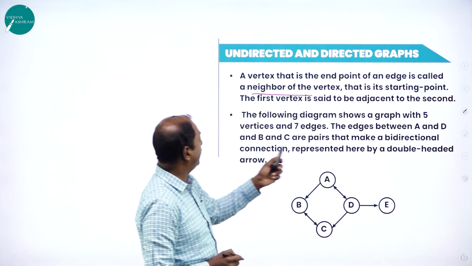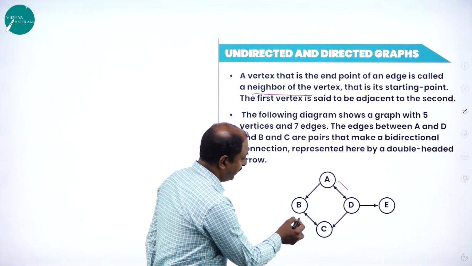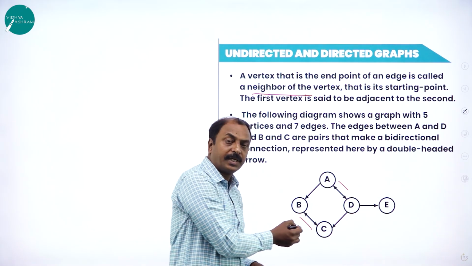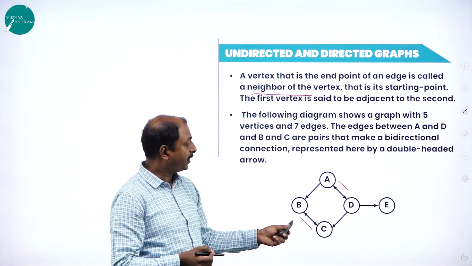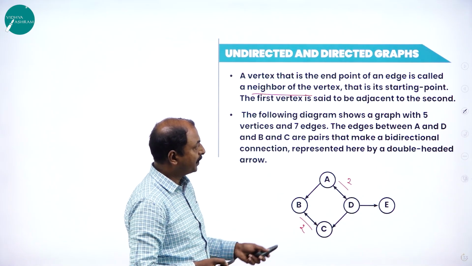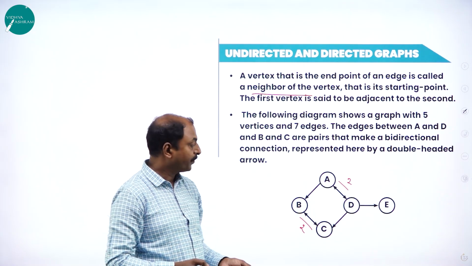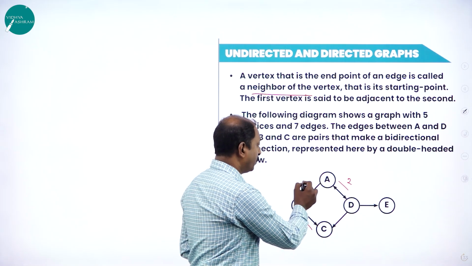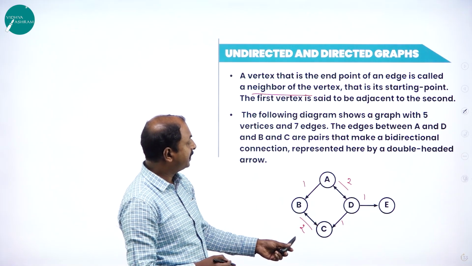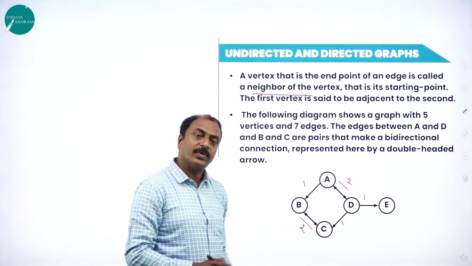So the edges between A and D, and B and C, are pairs that make bidirectional connections. So we have to take it as 2. There are 2 directions, so there are 2 edges here, and here there are 2 edges. It represents bidirectional, and is represented by a double-headed arrow. A double-headed arrow stands for bidirectional. And in this example, the rest are only unidirectional. So this is 1 edge, this is 1, and this is 1. Totally in this example, there are 7 edges. So this is an example of a graph with 7 edges and 5 vertices.